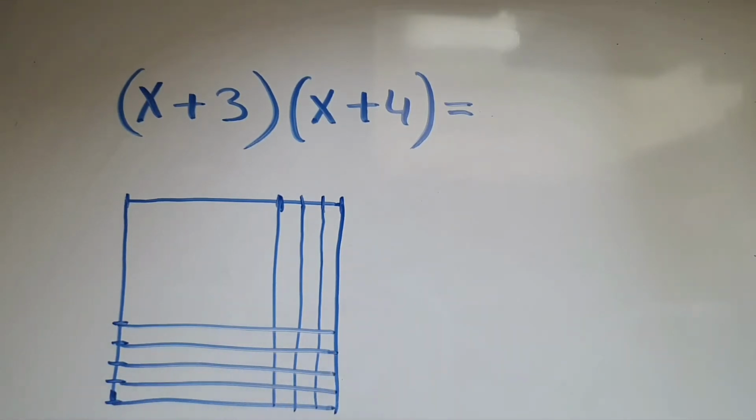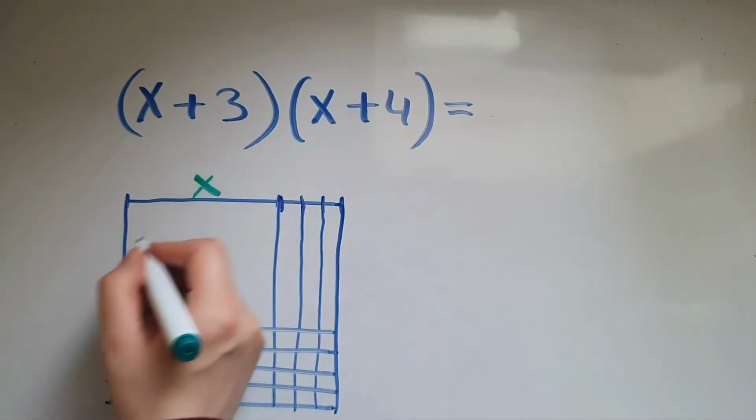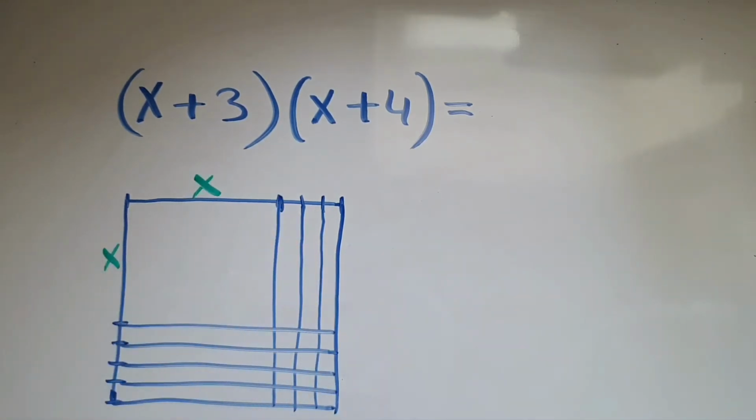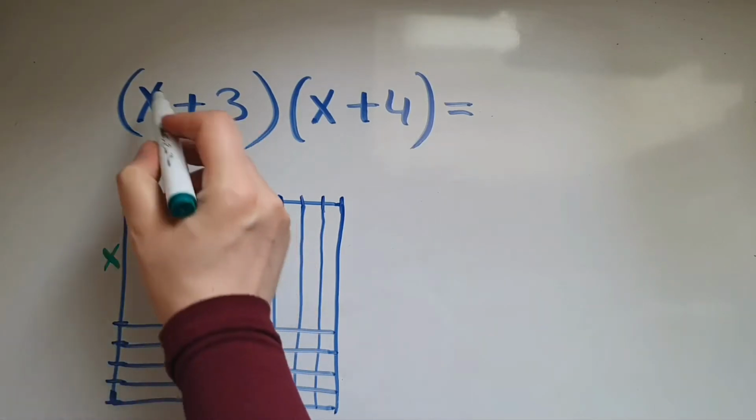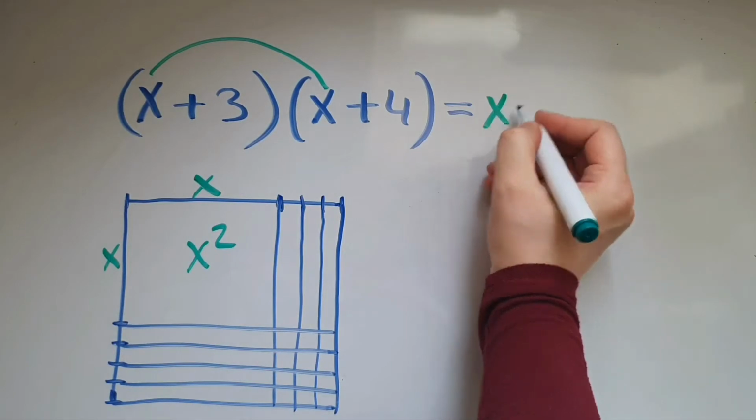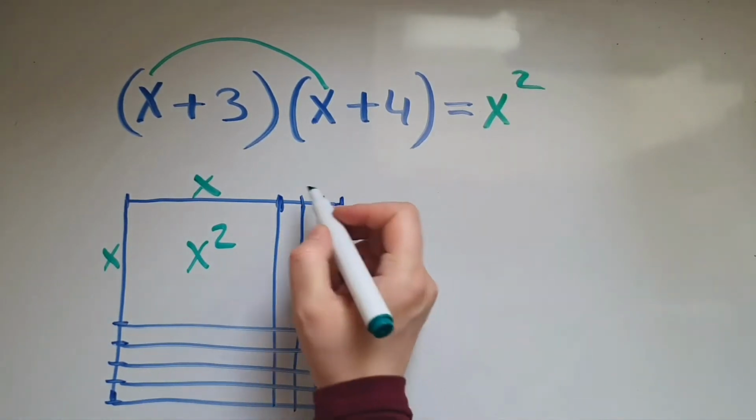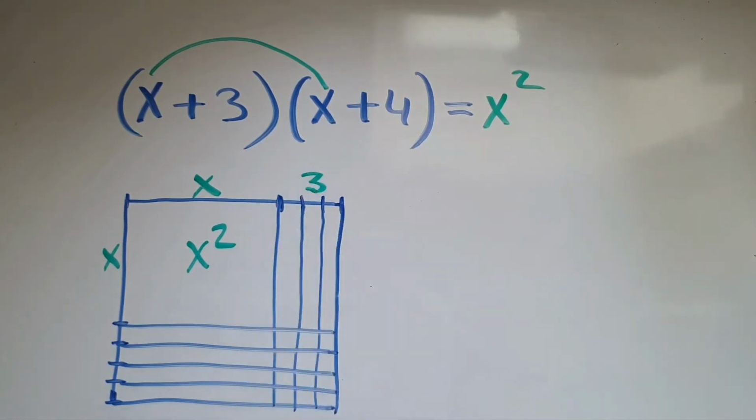Let's just break it down. We've got this area here, which has dimensions of x by x, and x times x, we know that is equal to x squared, and that is x times x. So we've got one term which is x squared. Now this one here was equal to 3, and this was equal to 4, so 4 centimeters.